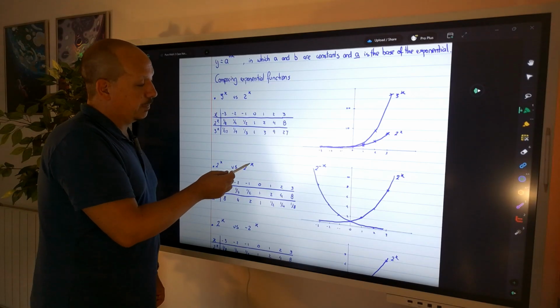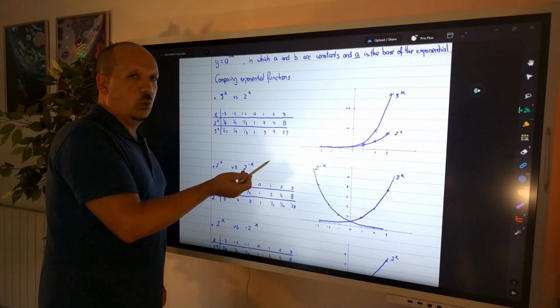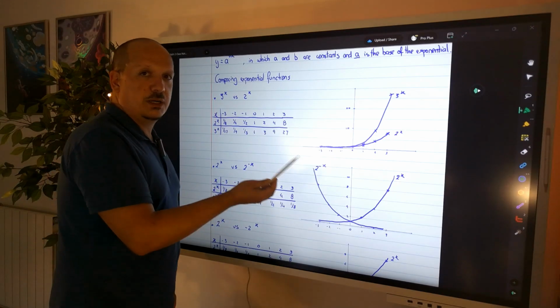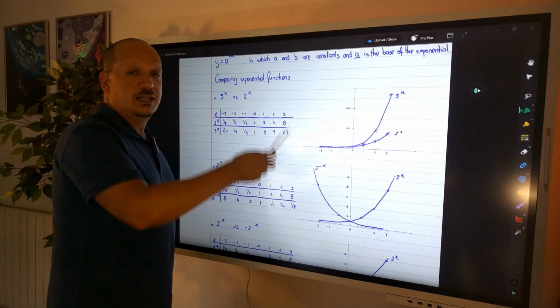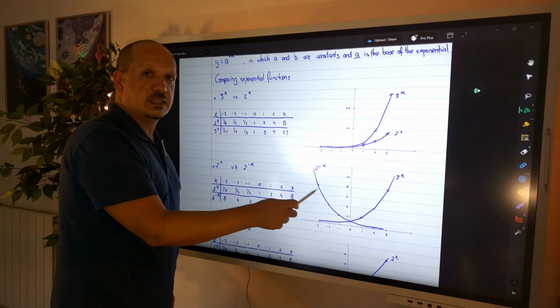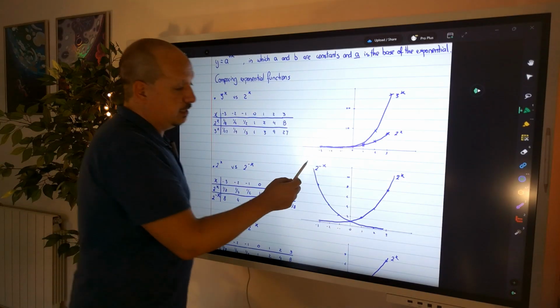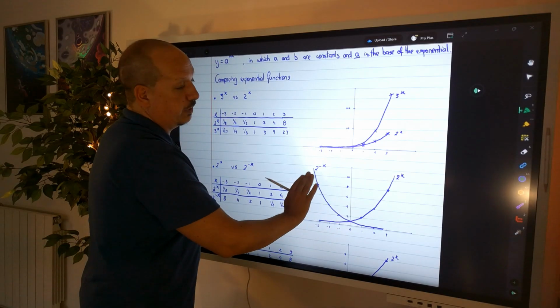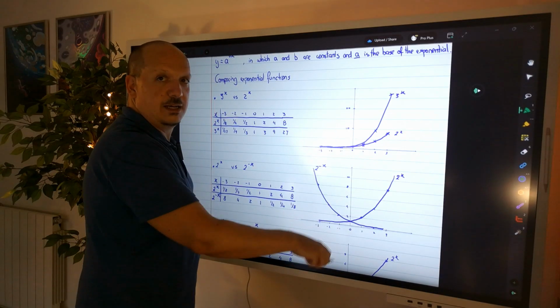Obviously, since 2 to the power minus x is the same as 1 over 2 to the power of x, as the denominator gets bigger, as x increases, the value of the function gets smaller. And this is what you get if you compare both functions. One is the reflection of the other on the y-axis.